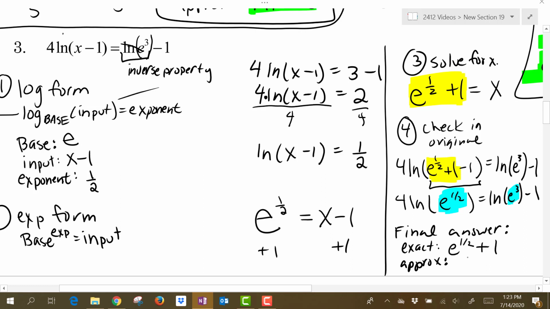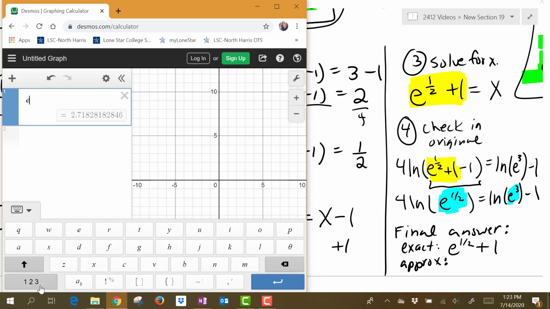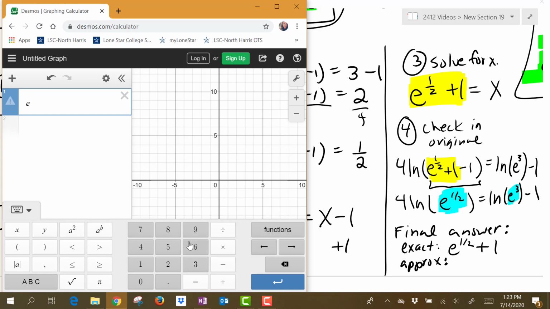Our approximate solution for that, let's go to Desmos. So looking at my keyboard, I'm going to put e to the power of, and I'm going to do 1 divided by 2. Make sure that's all up there in the exponent. Come out of the exponent. Make sure that you're putting in a big plus 1 outside of that exponent. And I get about 2.6487. We want to keep the nearest 3 decimal places, so the 7 is going to round the 8 up to a 9.